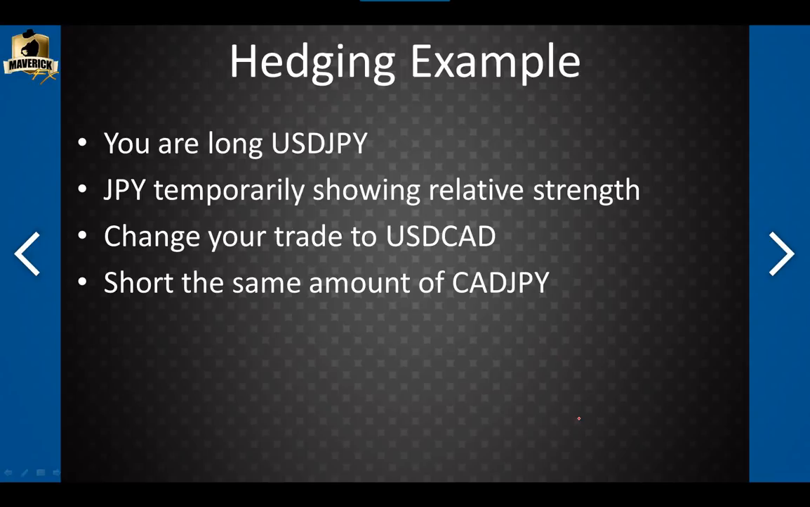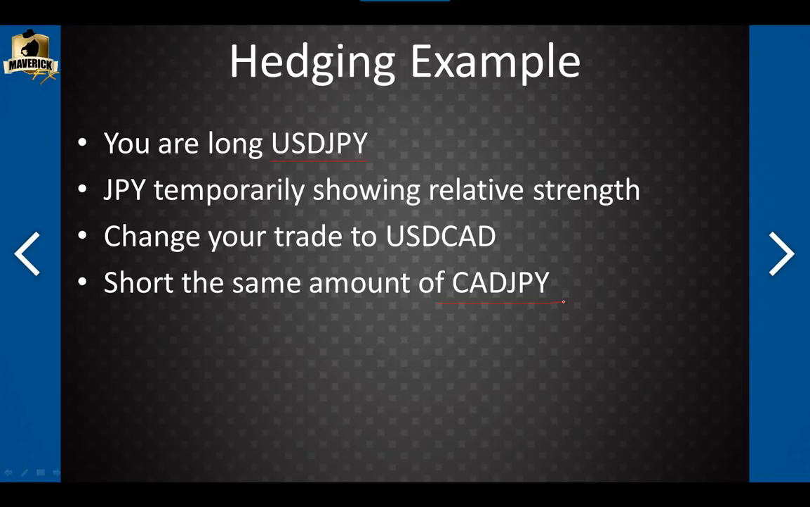Just like I talked about, how you pick one side correctly, but you pick the other side of the trade incorrectly, where you should have been, let's say, in the CAD, which is showing relative weakness. So you take this position in dollar yen, but that yen is holding up too well, and you say, you know what, I really want to be in dollar CAD. If you sell the same amount of CAD yen, you can actually change your trade into dollar CAD.